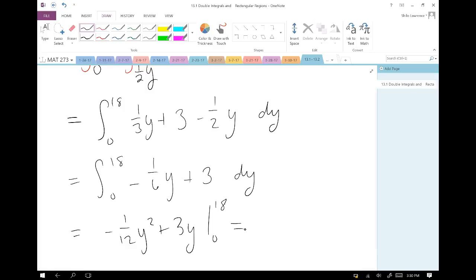I don't even know what 18 squared is. Plug in 0, we're going to get 0. So we just need to know what it is at 18. So 18 squared divided by negative 12, we get negative 27. And then 18 times 3 is 54. So we get positive 27.